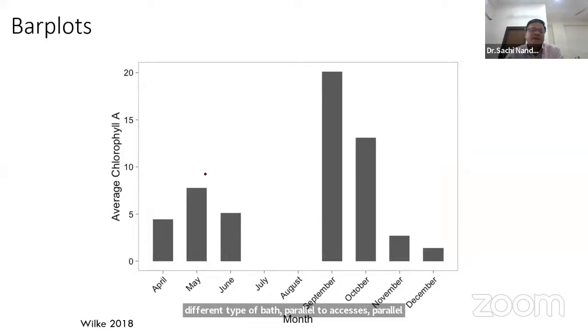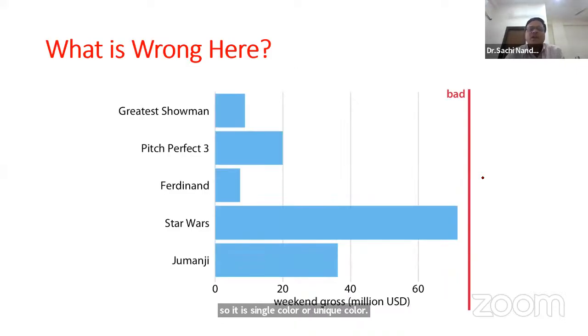Now coming to the average, as I already told you, some data is missing. July and August, so no need to put the data. You make it empty, no problem. Whatever the data set is, you just plot the graph, right? Here I'm not putting different types of color, so it is a single or unique color. You can put different colors for simplicity. Now, what is wrong here?